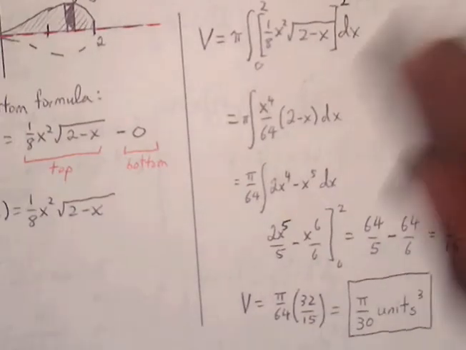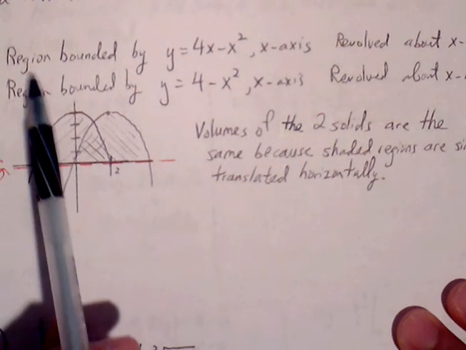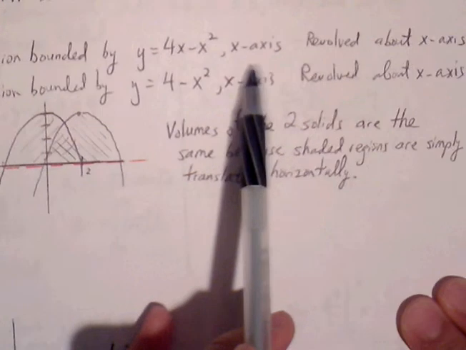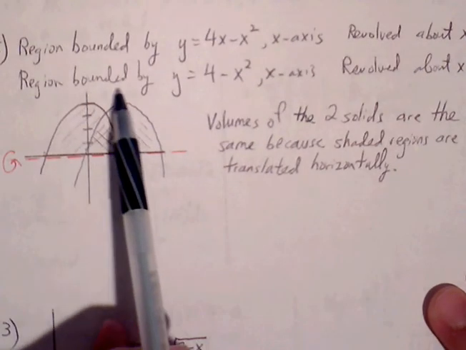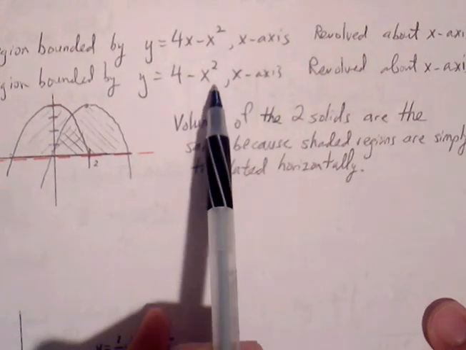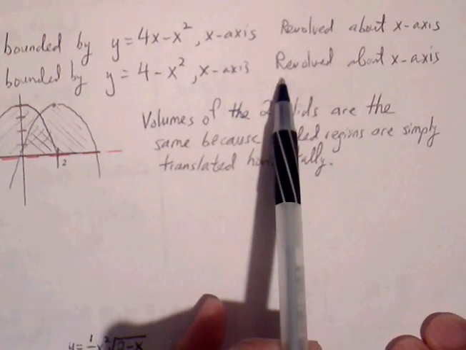Okay, 45. The problem is asking if we have a region bounded by 4x minus x squared and the x-axis revolved about the x-axis, how does that compare with a shaded region that's bounded by y equals 4 minus x squared, bounded by this new function, the x-axis, and revolved about the same line, the x-axis.